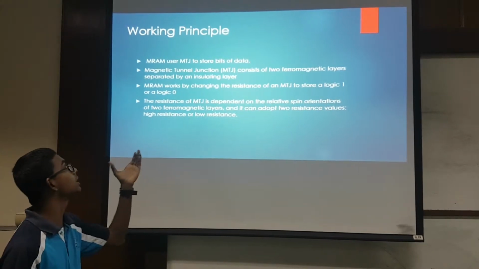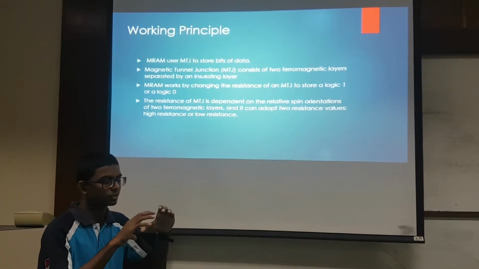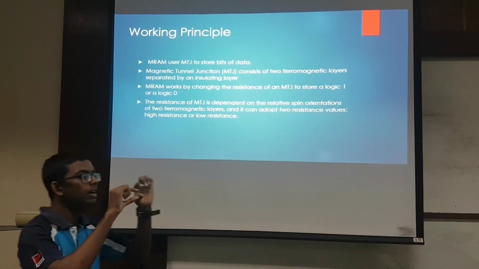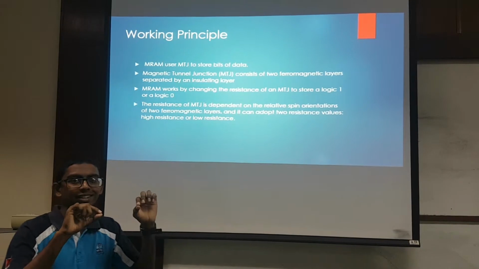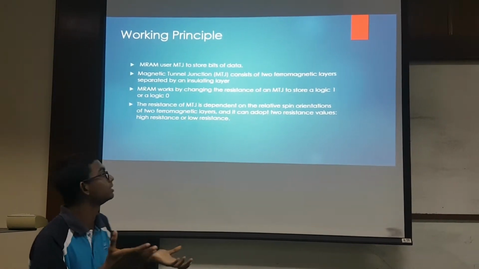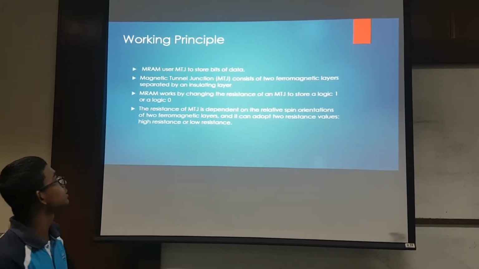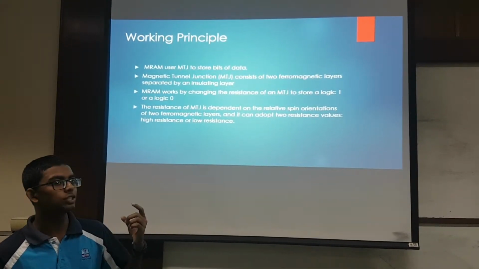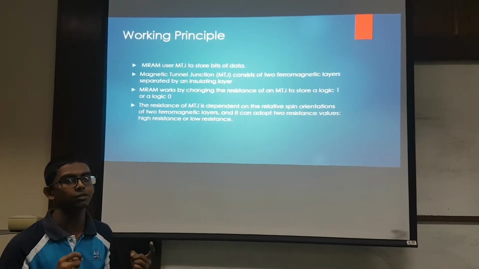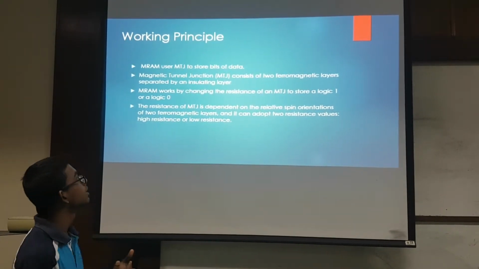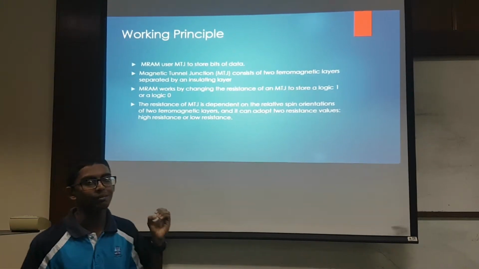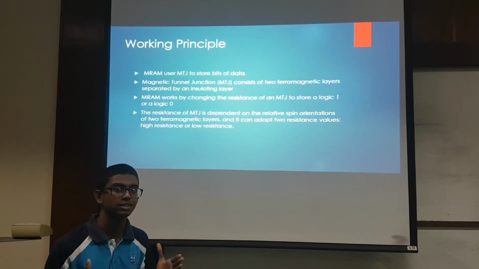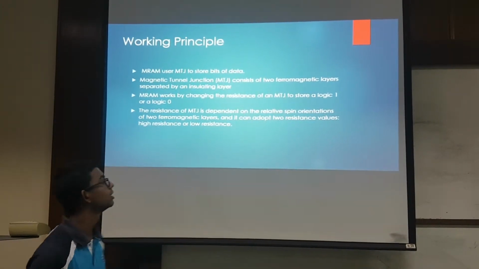MTJ stands for magnetic tunnel junction. It is made up of one insulating layer that is sandwiched between two ferromagnetic layers. It works by changing the resistance in the MTJ and storing a logic 1 or logic 0 bit of data. When the MRAM has a high resistance, it stores a 1 bit of data, and when it has low resistance, it stores a 0 bit of data.